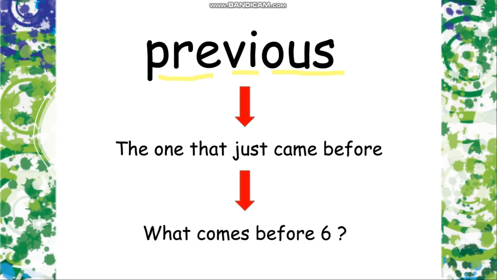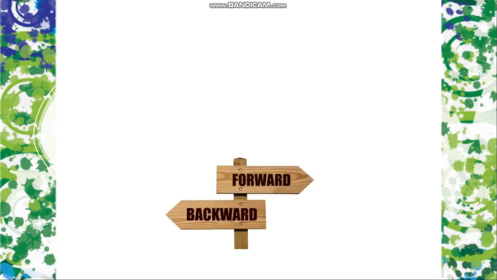Now, can you answer what comes before 6? Yes? 6 के before कौन आता है? 5. Yes. So, the previous number before 6 is 5. Okay. So, previous means the one that just came before. Okay. Now, let us see our next word.